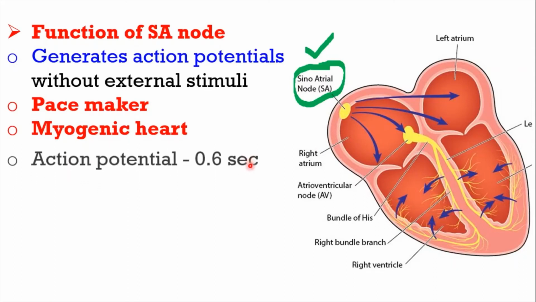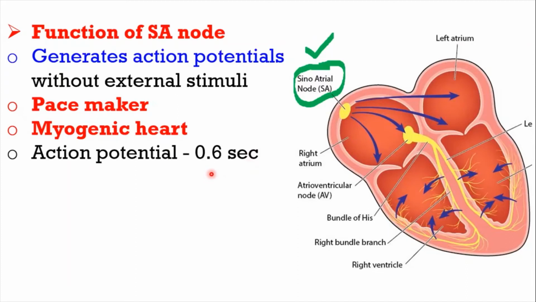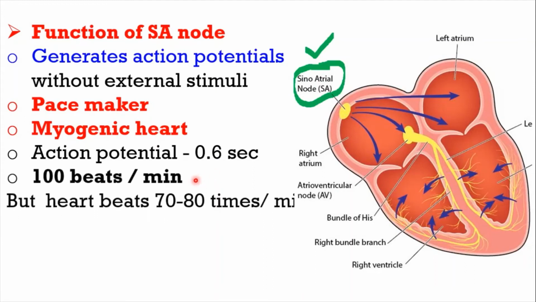SA node generates an action potential every 0.6 seconds. Then how many action potentials can it generate per minute? 1 minute has 60 seconds. So the sinoatrial node can initiate 100 beats per minute. But due to less conductivity, our heart beats only 70 to 80 times per minute.